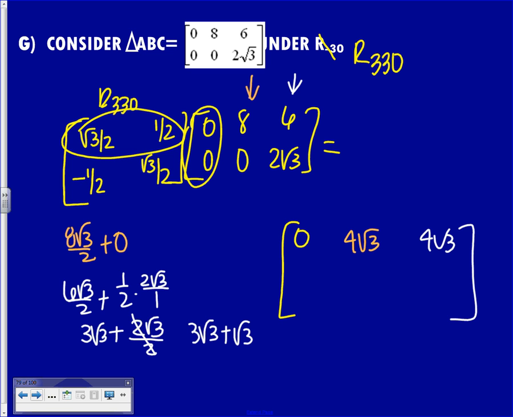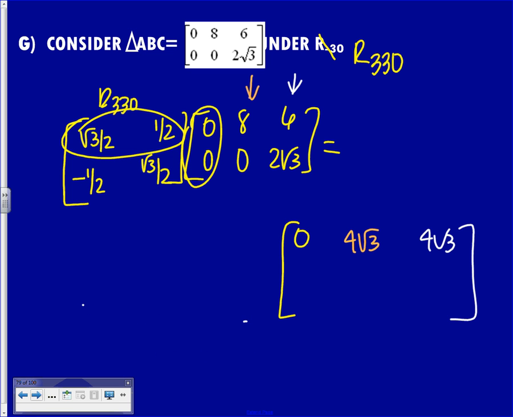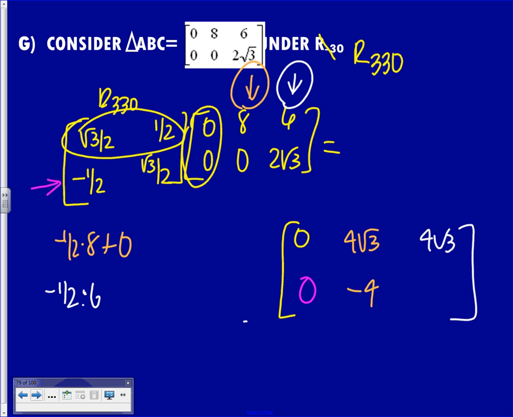Okay, going down to my second row then. This first one again is easy. It's going to give me 0. My second column then, going over here to my 8 and my 0, I'll do negative 1/2 times 8 plus 0. That's nice. That's negative 4. And then moving on to that last fun column, I've got negative 1/2 times 6 plus the square root of 3 over 2 times 2 square roots of 3. Again, I'm going to put that over 1 to help me out.